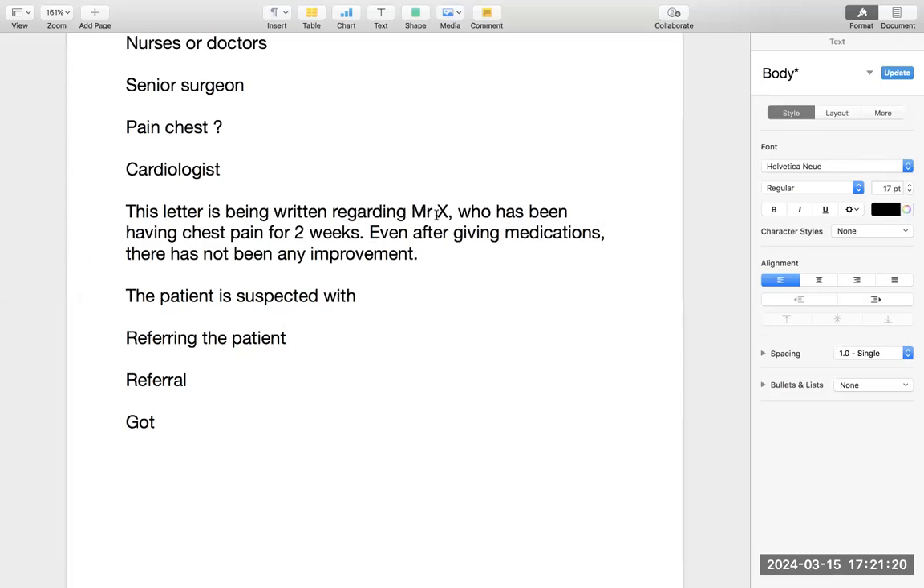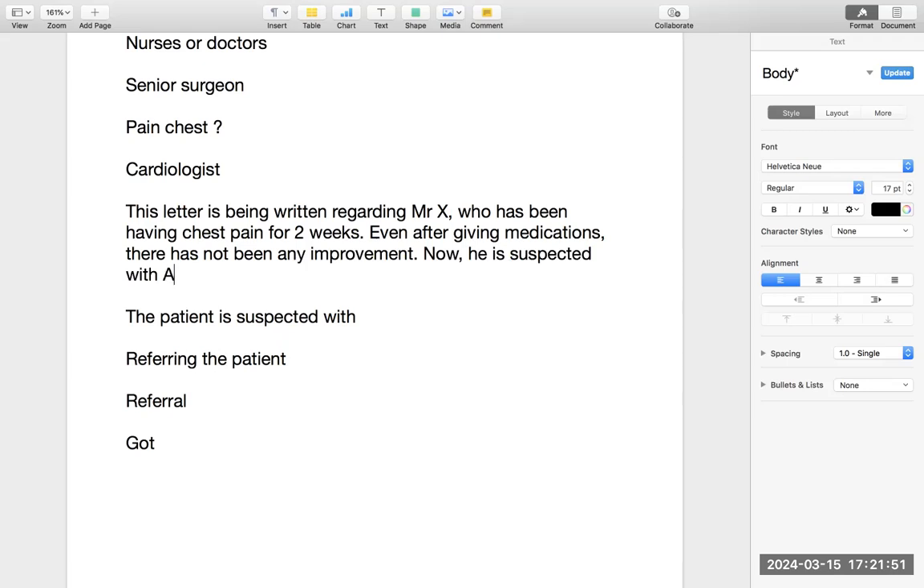So this letter is being written regarding Mr. X, who has been having chest pain for 2 weeks. Even after giving medication, there has not been much improvement or any improvement. Any improvement means no improvement. Much improvement means not enough. So that is again up to your English. So I say, okay, there hasn't been any improvement. Therefore, or you can say, now, if it is given that the patient is suspected with, now he is suspected with angina or angina pectoris, whatever it is.